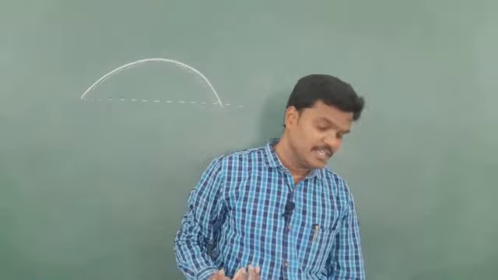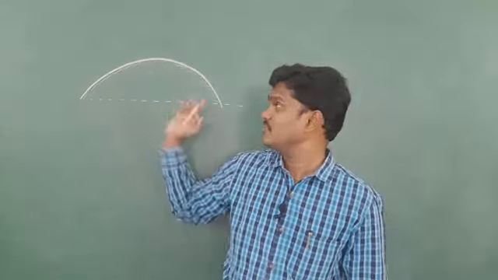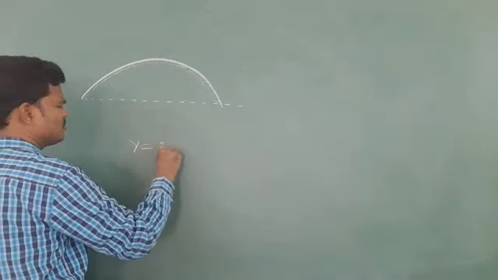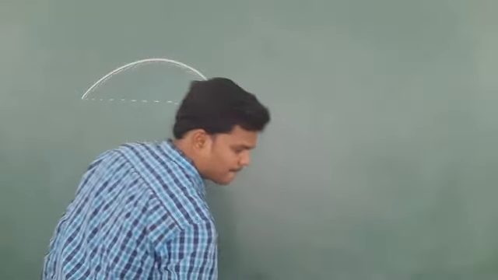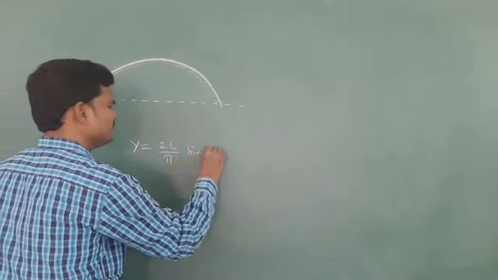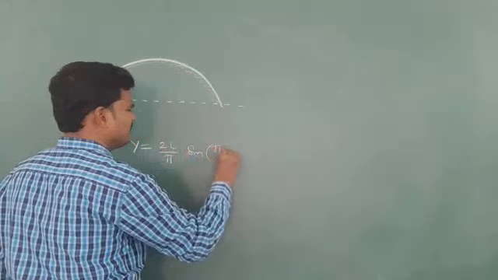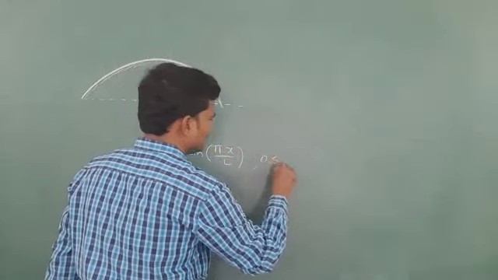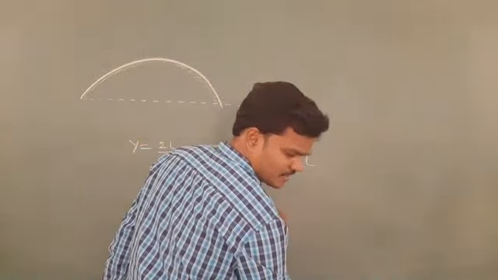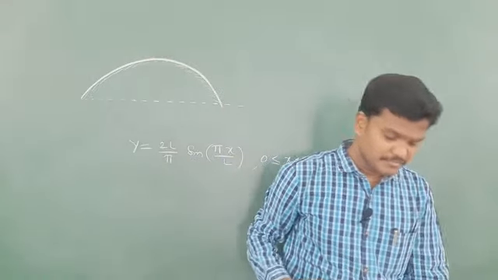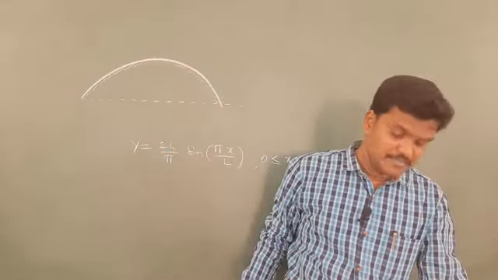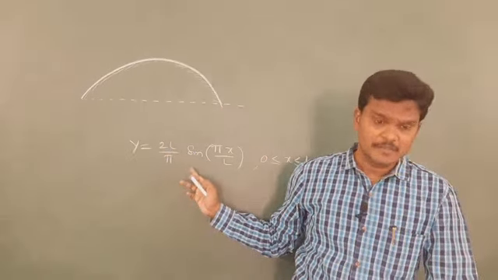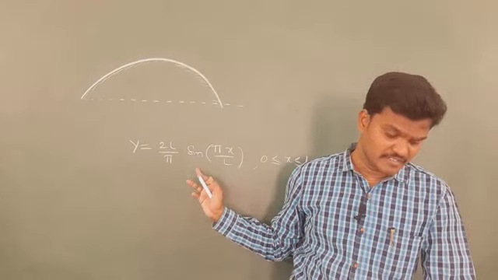A reflecting surface is represented by the equation y equals 2L by pi sine of pi x by L, with the condition 0 less than x less than or equal to L. So maintain the question: a reflecting surface is represented by the equation y equals 2L by pi sin pi x by L, 0 less than x less than L.